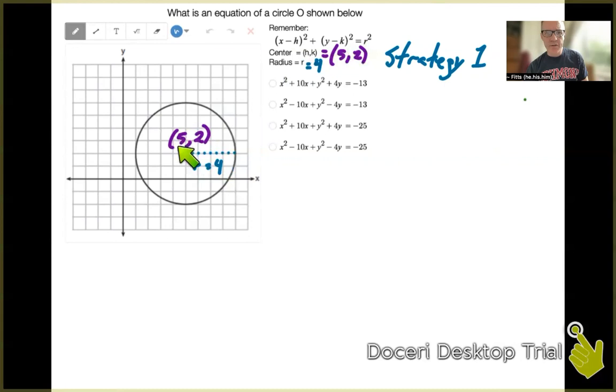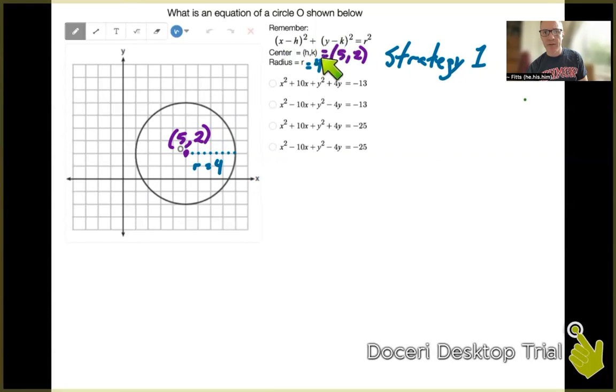And then the center of the circle is 5, 2. So if I just count over 1, 2, 3, 4, 5, that's my x coordinate. Up 2, that's my y coordinate. So there's 5 and 2. So my h is going to be 5 and my k is going to be 2. Remember, we're subtracting those though, so it's going to be minus 5 and minus 2.